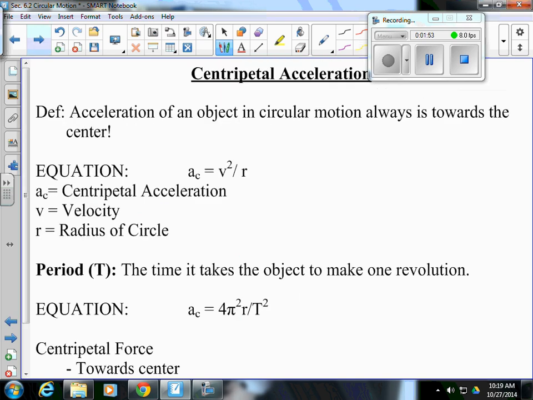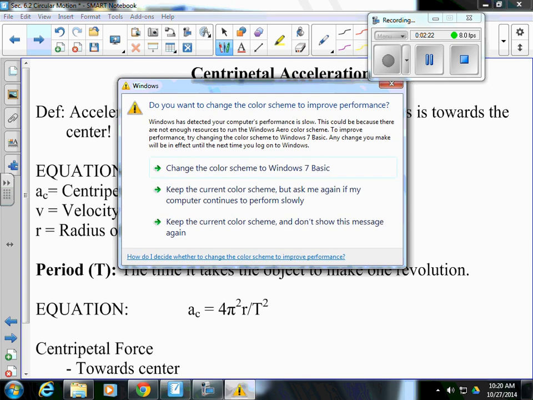Now, there are 2 other equations that we can talk about when we're trying to solve for centripetal acceleration, or the acceleration of an object going in a circle. And the first one is AC is equal to v squared divided by the radius, where AC represents our centripetal acceleration, V represents our velocity, and R is the radius of the circle, or the radius of the path of the circular motion. So that is the first one.